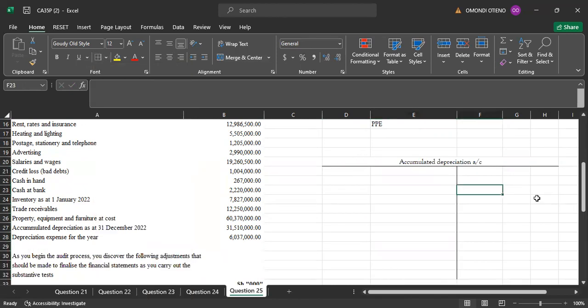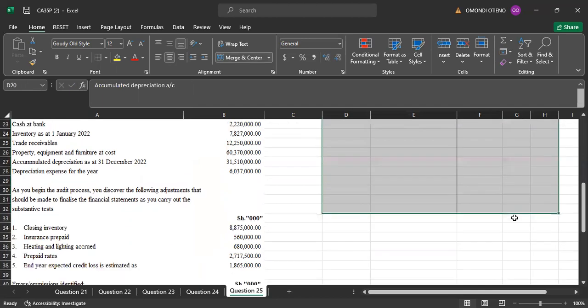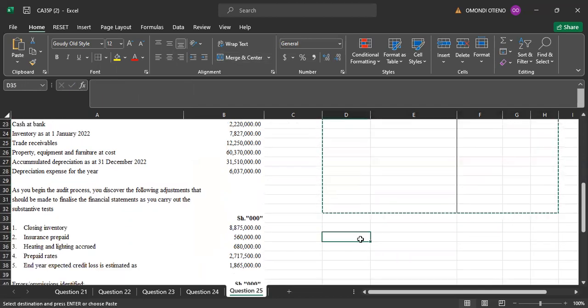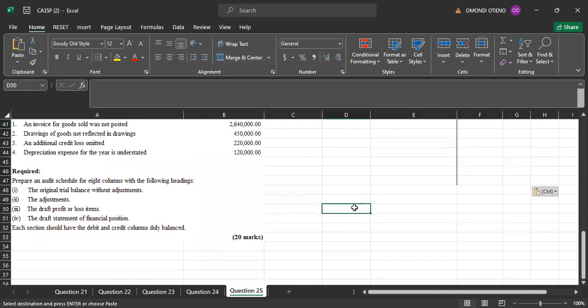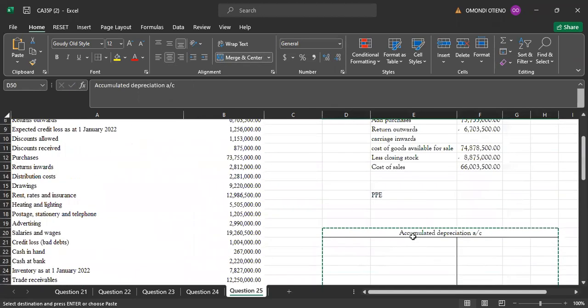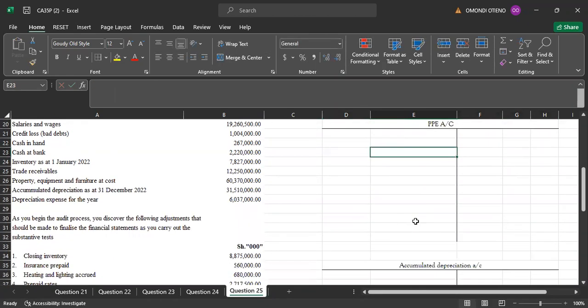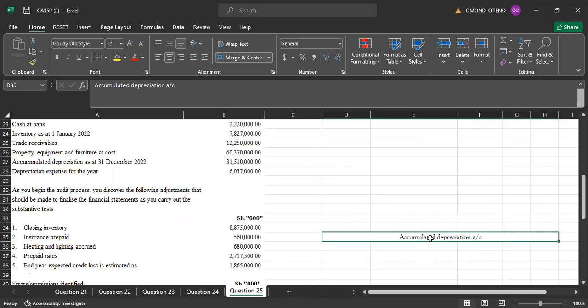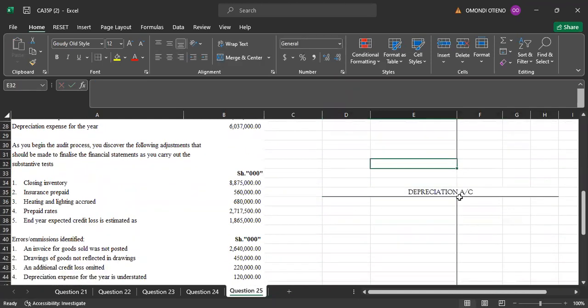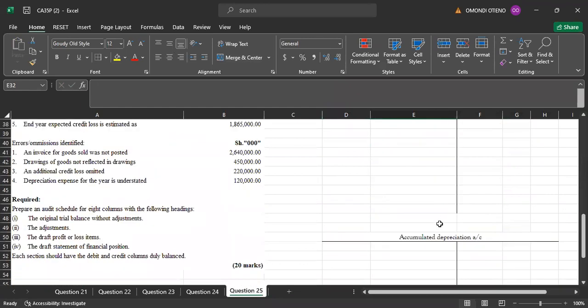Let's say we can have that, we can have this, and then also this one here. This one will be our PPE account. Then this one here will be our depreciation account. Let's call it depreciation. That's what we have. Then we have the accumulated depreciation.